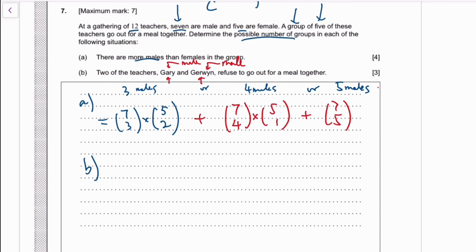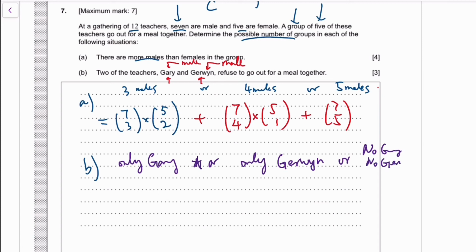So we can have only Gary or only the other guy because they refuse to go out together, or you can have none of them, so no Gary and no the other guy. Okay, what's the probability of only Gary going? Okay, so now Gary has to go, so Gary has no choice, but he has to go.